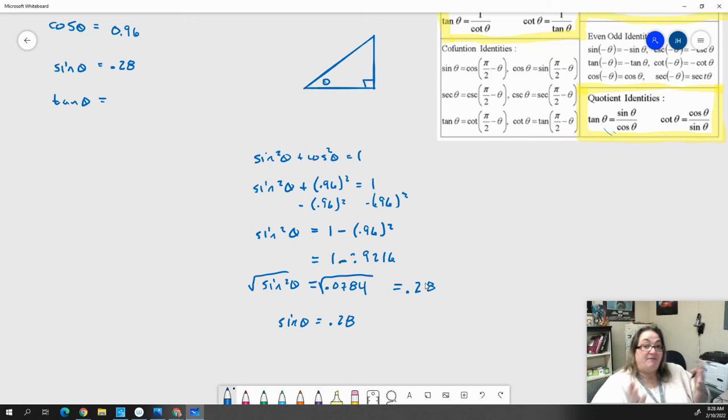So what do we do now to find tangent? Well, just like before, tangent is still sine over cosine, right? And we just happen to have both of those numbers right there, 0.28 over 0.96. I would just reduce that in your calculator.